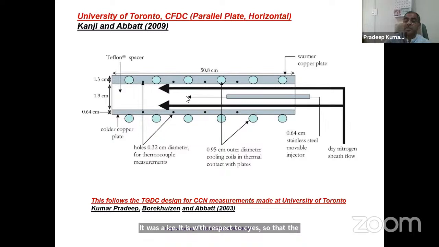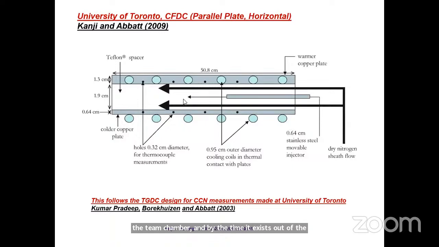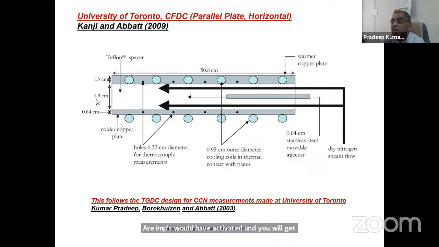So again, you bring in the outside air, squeeze it to the center, and you have a dry nitrogen sheath flow which is coming at very high speed so that the aerosol particles are seeing the center of the chamber. By the time it exits the chamber, if there are INPs they would have activated and you will get ice crystals. So you can count the number of ice crystals, and that would be equal to the number of ice nucleating particles which are activated as an ice crystal at the given supersaturation and given temperature.